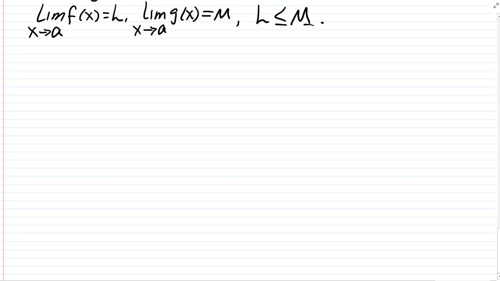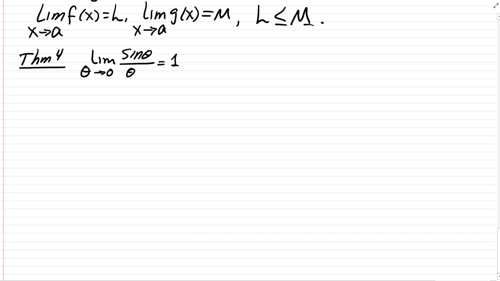Let me scoot this thing up. Okay, Theorem 4. Theorem 4 is the first of the two limits involving trig functions and transcendental, trig function and algebraic function. And that's what this one is. It goes, the limit of sine theta over theta is equal to 1. Okay, and that's what that theorem says. And we're going to actually prove this theorem.